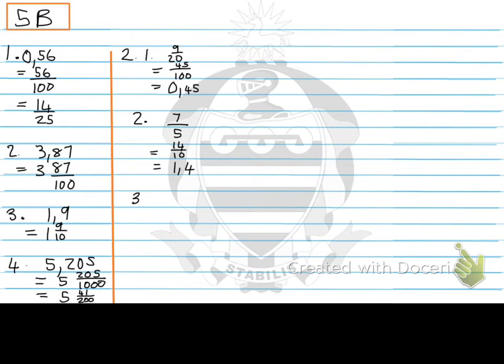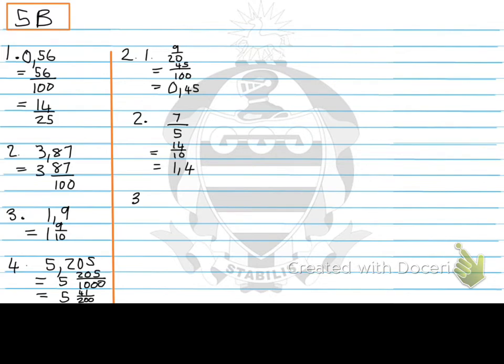How did I know it's going to be 1,4 if it's over 10? Yes, Moses? How many places after the comma for tenths? Only one place after the comma, so it's 1,4. Did you have a question, Kuba? Okay.